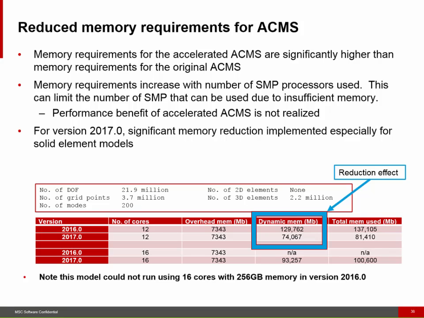The first version of the accelerated ACMS required significantly more memory than the original ACMS, especially as the memory requirement increased with the number of processes you wanted to use. That resulted in two different things. First, you couldn't solve really big models because you were limited by the amount of memory, and the number of SMP threads you could use was also limited by the amount of memory. So you couldn't really get the performance gain from the new method due to memory requirements. This has been addressed, and we now see a significant reduction in 2017, especially for solid element models, but in general for most models you see a 20 to 30% memory reduction with the accelerated ACMS method.